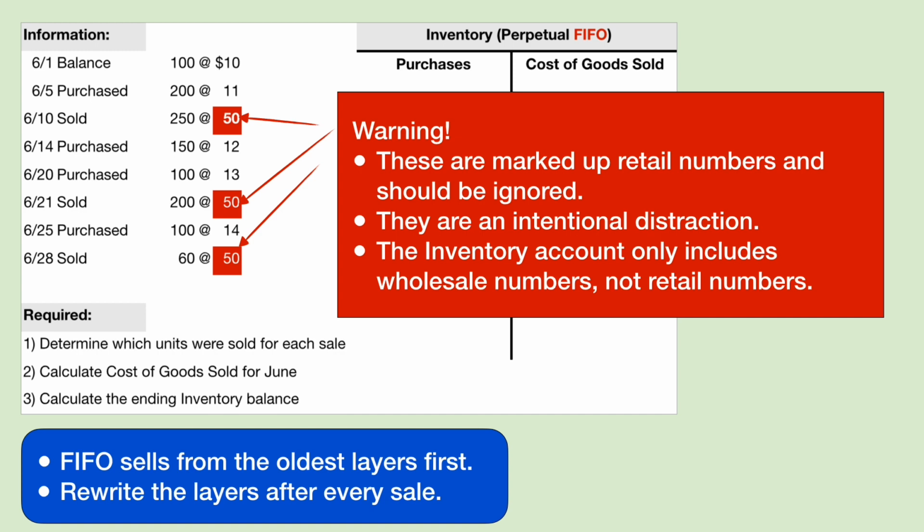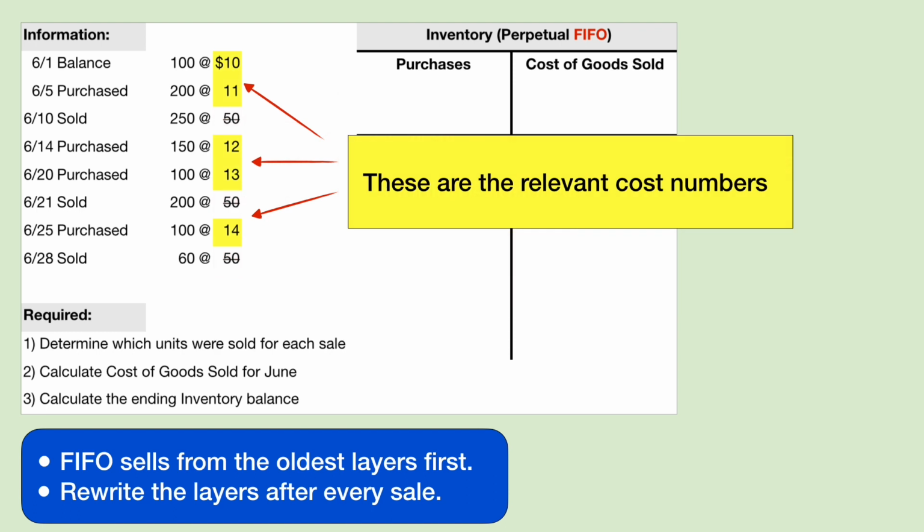So I'm just alerting you to a very common trick that you'll find in test questions. Just ignore the retail numbers. These are the relevant numbers. These are numbers that we paid for the merchandise.